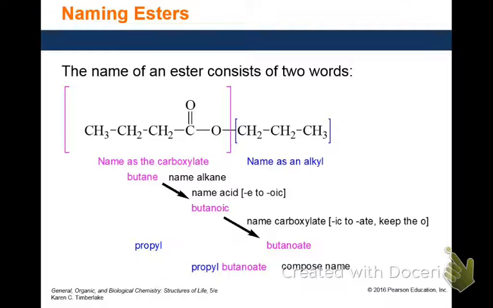So, we're going to name this, and I went all the way through the whole naming thing to show you why you need to know how to name a carboxylic acid, and then its conjugate base. That's 4 carbons, right? So, you start with the name butane, and to get the name of the acid, you get rid of the E and you put the OIC. So we get butanoic acid. And then, we get rid of the IC and leave an O, so you see the O gets left behind, and then you add ATE.